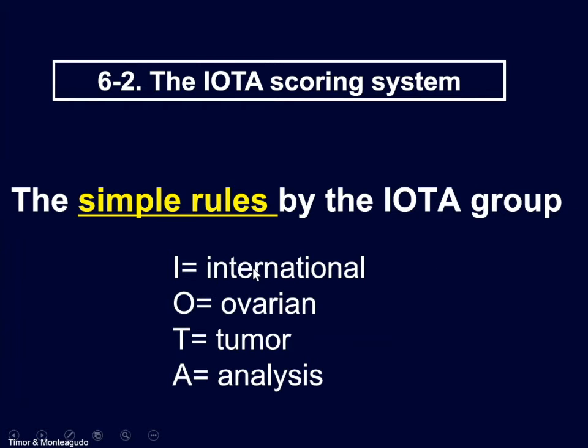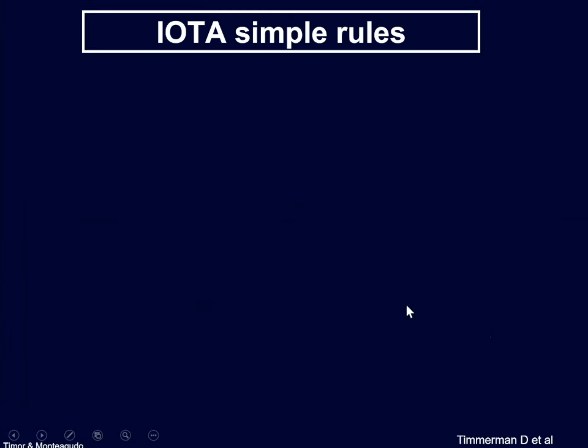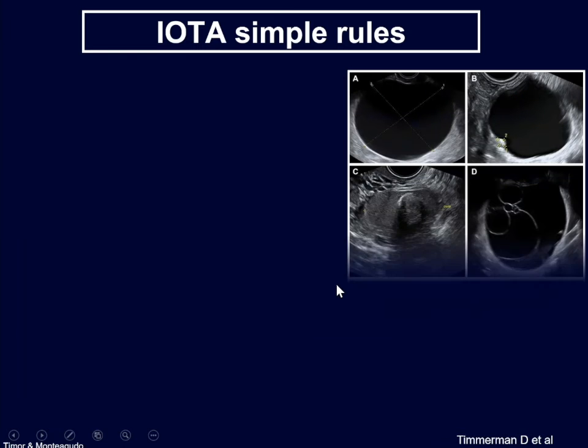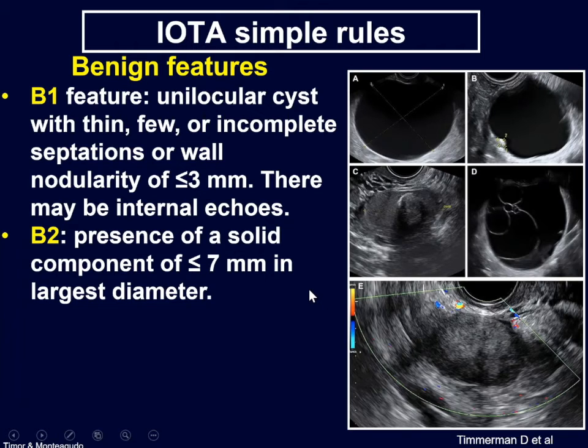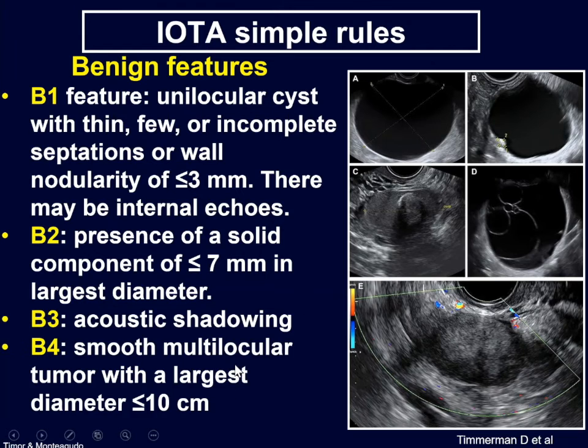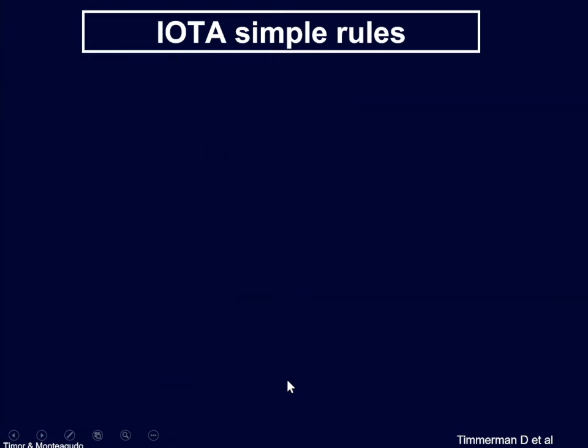IOTA means International Ovarian Tumor Analysis, and the simple rules are the following. There are 5 benign features: unilocular cyst B1, B2, presence of solid components of less than 7 millimeters, acoustic shadowing like in dermoids, smooth multilocular tumor with the largest diameter of less than 10 centimeters. These are all benign features. And then no detectable Doppler flow, of course.